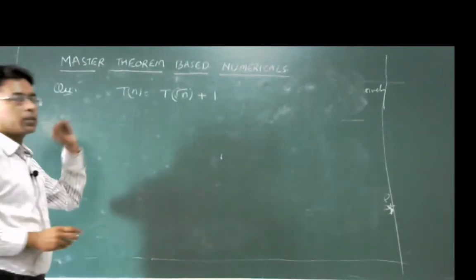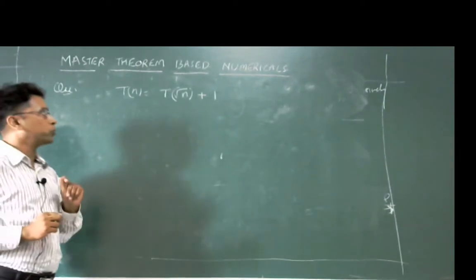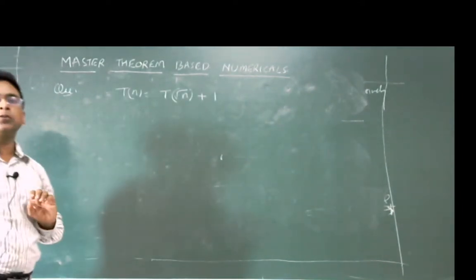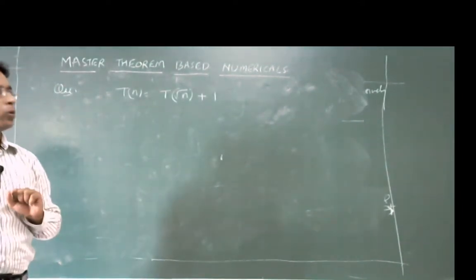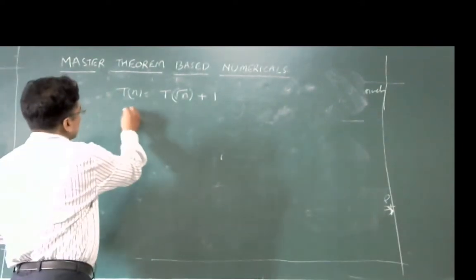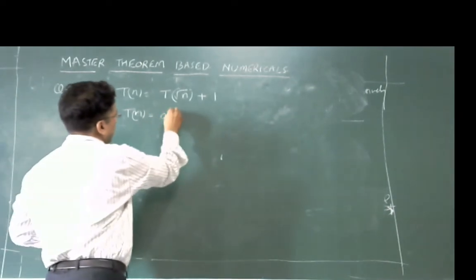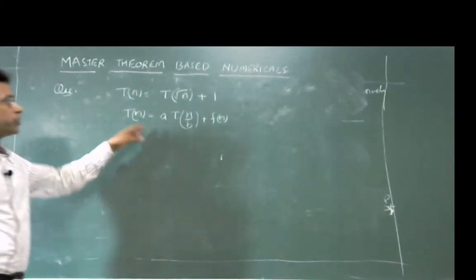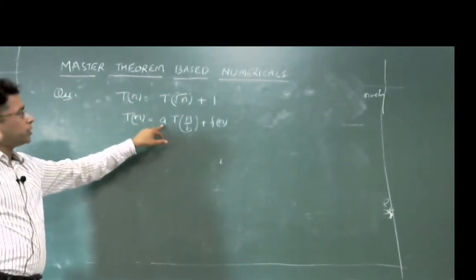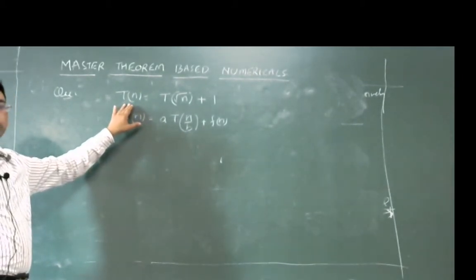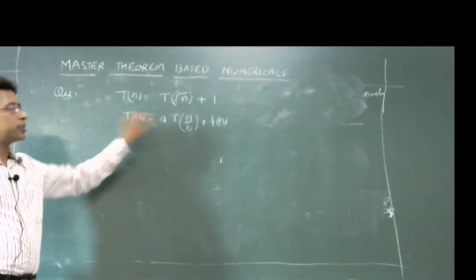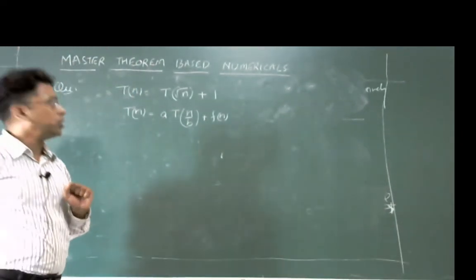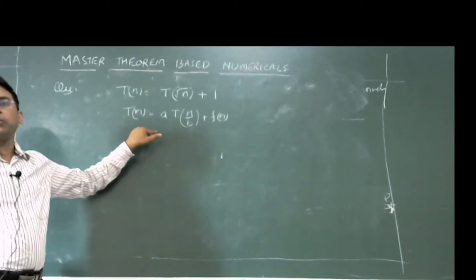This is the first question, and suppose this comes into your exam and you have to solve this question using the master method. At first view, it doesn't look like it can be solved using the master method, because the master method formula is like this: T(n) = aT(n/b) + f(n). But taking a glance, we can see that the numerical we want to solve is not in the form to which the master theorem is applied. So here we need a trick to convert this formula into the desired form of the master's theorem.